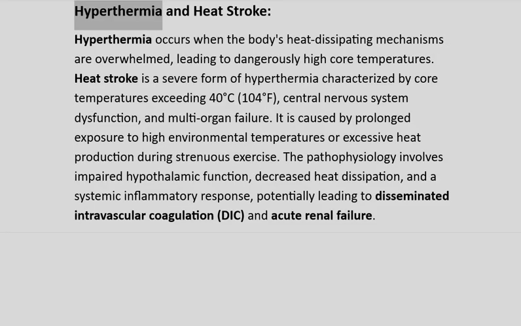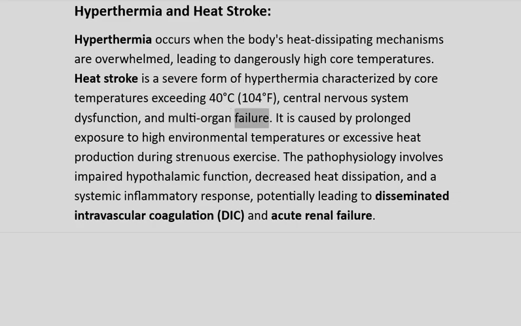Hyperthermia and heat stroke. Hyperthermia occurs when the body's heat-dissipating mechanisms are overwhelmed, leading to dangerously high core temperatures. Heat stroke is a severe form of hyperthermia characterized by core temperatures exceeding 40 degrees Celsius, 104 degrees Fahrenheit, central nervous system dysfunction, and multi-organ failure.